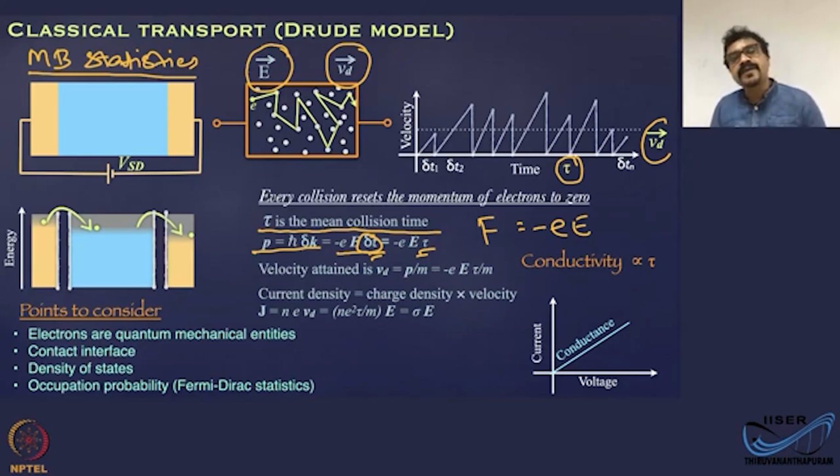Okay, and from this you can calculate the current density, which is charge density into velocity, that is n into e into Vd, where ne is the charge density, n is the number of electrons per unit volume, and Vd is the velocity. That is going to give you n e squared tau by m into E, where n e squared tau by m is our sigma, the conductivity. This is your Ohm's law. Okay, this is nothing but Ohm's law.